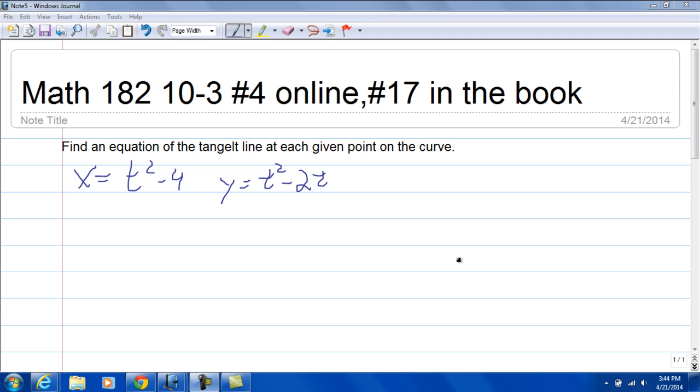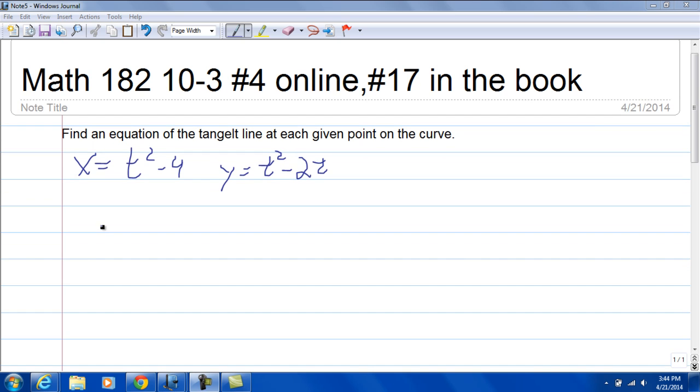In this problem, we're doing number 4 from the online work from 10.3, which is number 17 in the book. It says, find an equation of the tangent line at each given point on the curve. So these are parametric equations, so we have x equals t squared minus 4 and y equals t squared minus 2t. So we look at our dy.